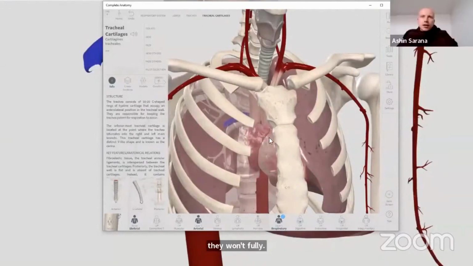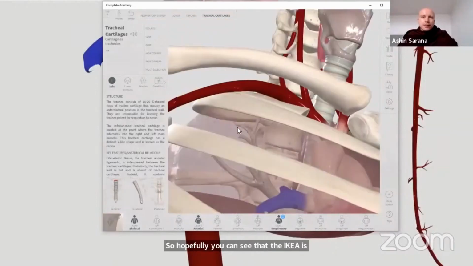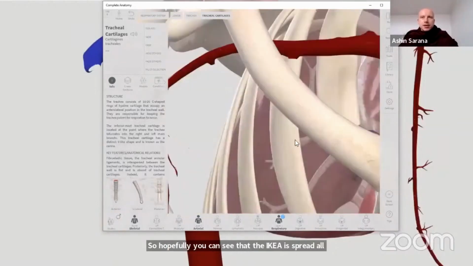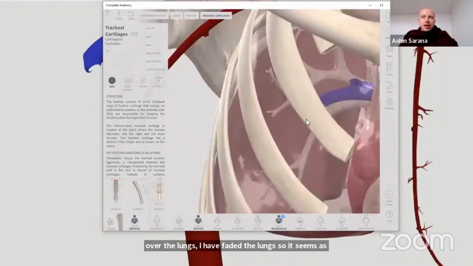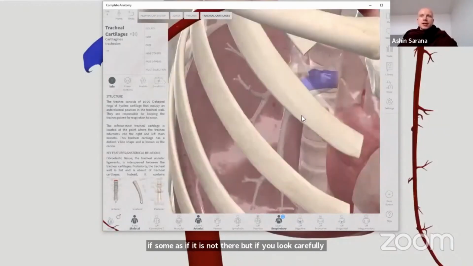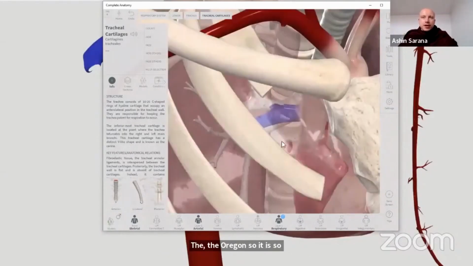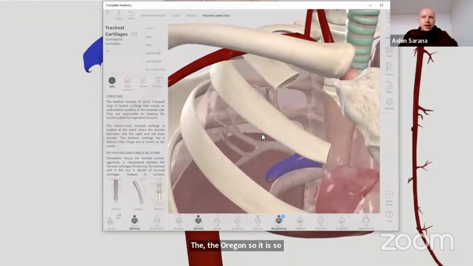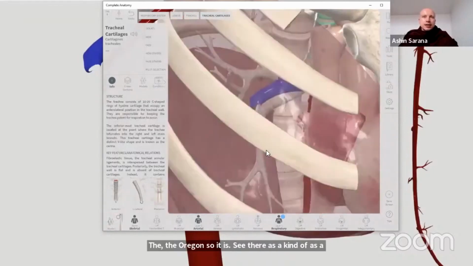So hopefully you can see that the trachea is spread all over the lungs. I have faded the lungs, so it seems as if it is not there. But if you look carefully, you'll see that I have just faded the organs, so it is seen there as a kind of membrane, but you're actually looking inside the lung.